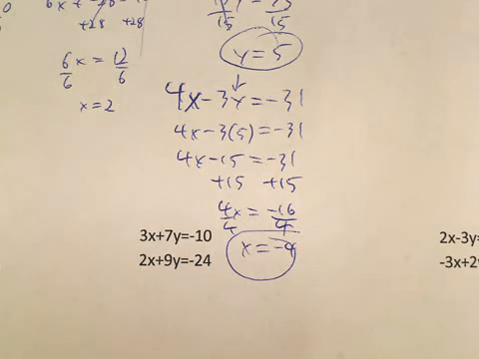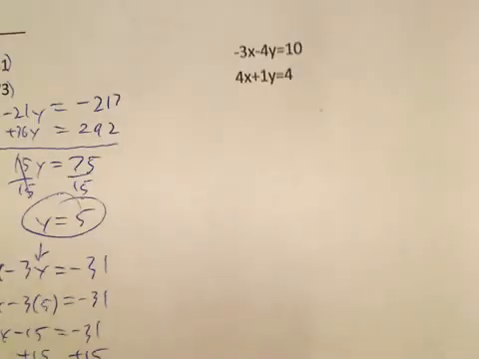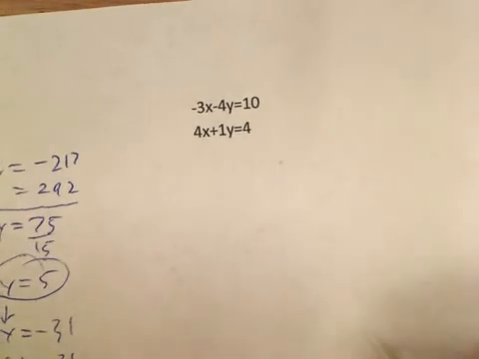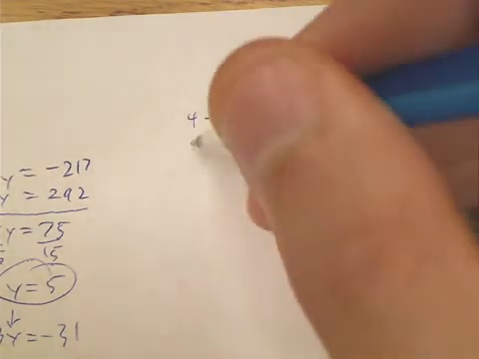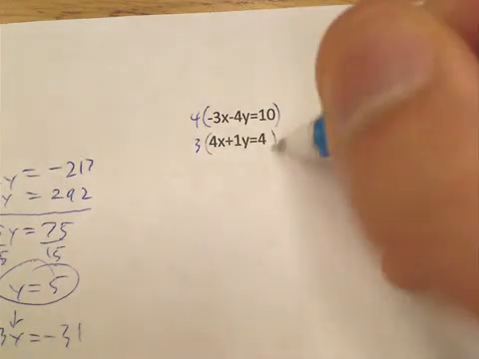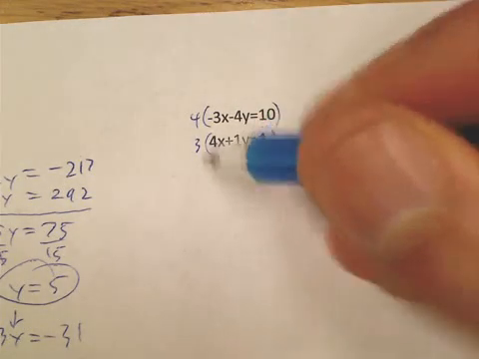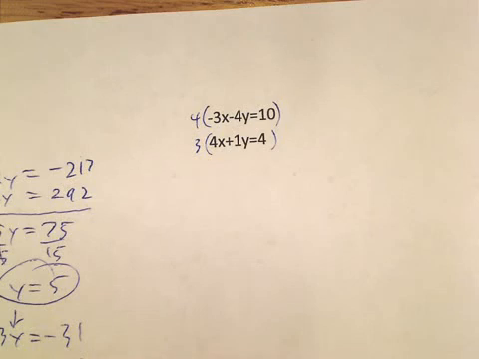Go ahead and try the next one there, and I'll catch up with you in a minute. Find both x and y for me. Remember, you're going to multiply by 4 and 3, and they'll both be positive because the signs are already different here. So just multiply by +4 and 3.